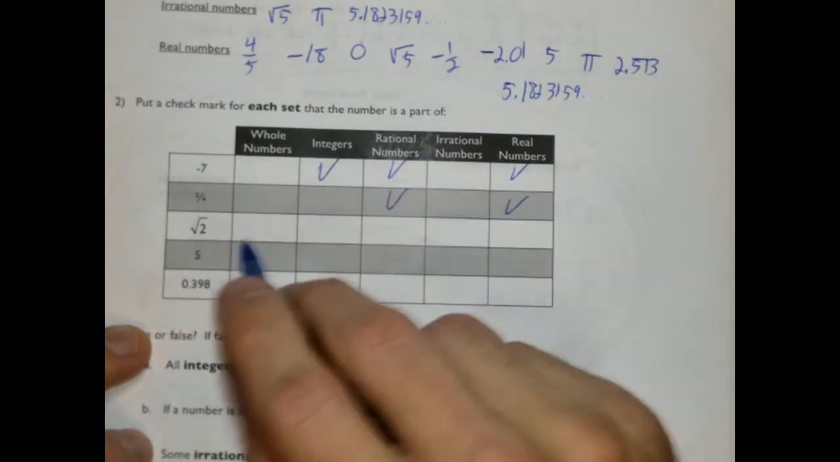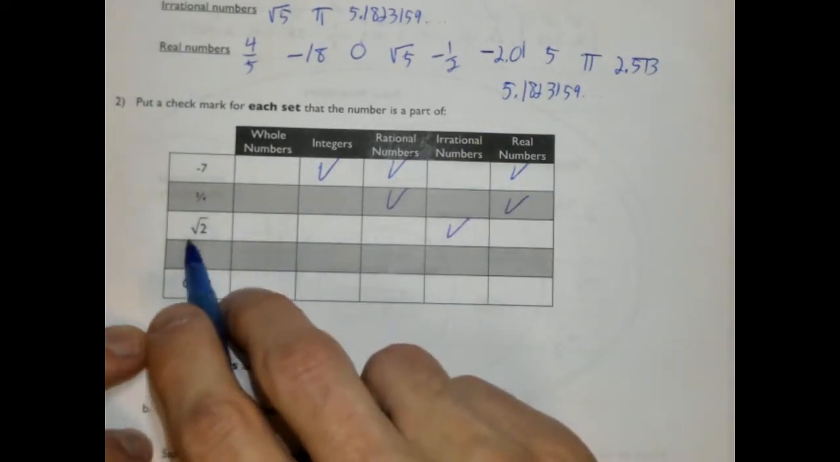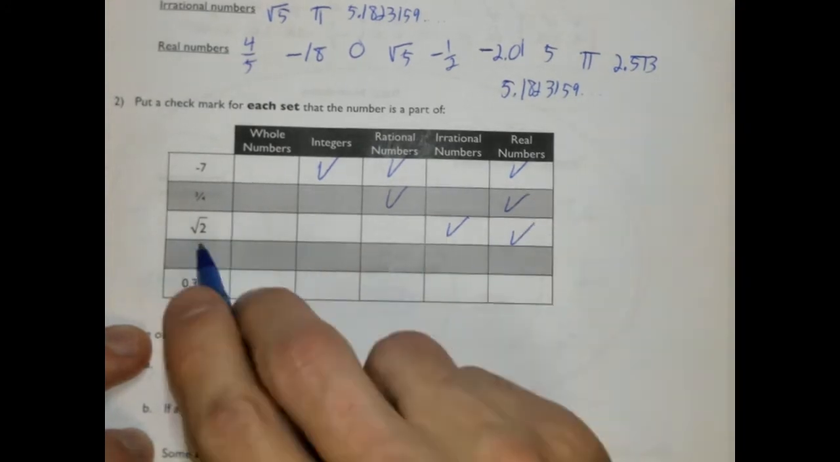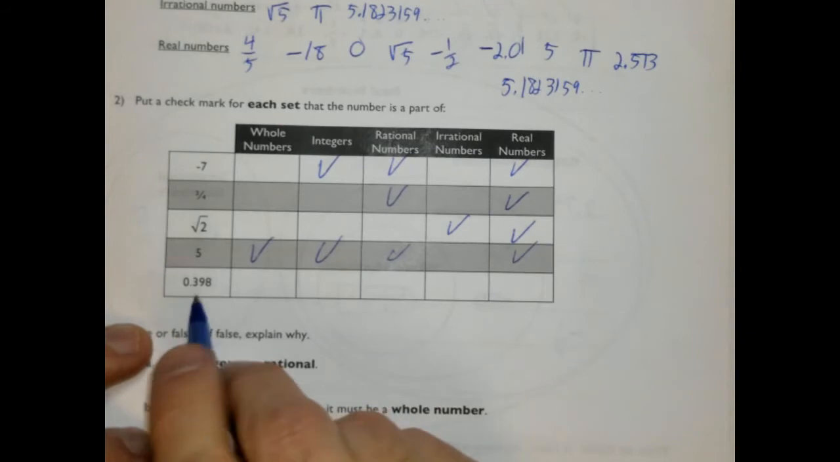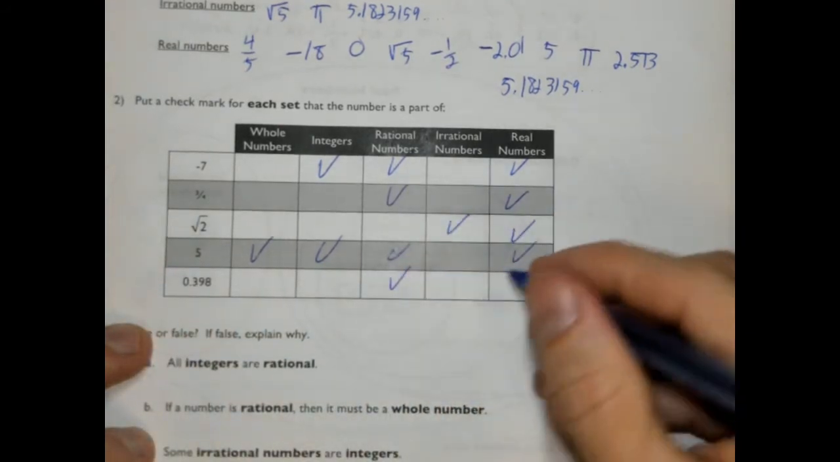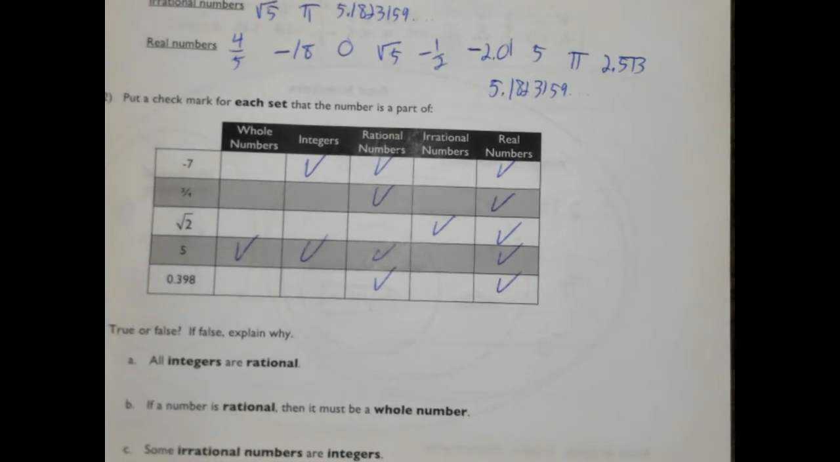Radical 2. Well, it's irrational because it cannot be written as a fraction, and it is a real number. 5 is definitely a whole number. It is an integer. It is rational, and it is real. This one can be written as a fraction, and it's real. And that's it. Okay. Now here's the toughest part, I think, actually.